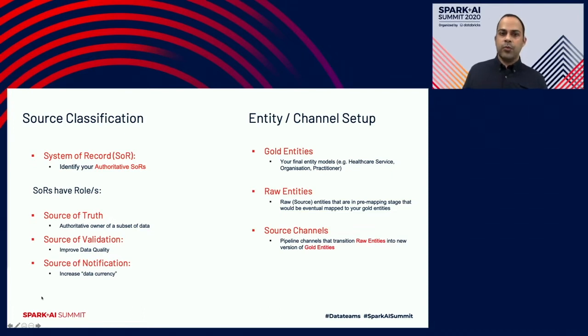Once we have that in place, we move on to what we call entity channel setup. So we create our goal entities. These are our final entity models, for example, healthcare practice, an organization, a practitioner. And we have our raw entities. These are the raw source-specific entities that are in a pre-map stage that we would then move to converting into our gold entities. What we then have are source channels, basically our pipeline channels that transition these raw entities into our gold version entities.